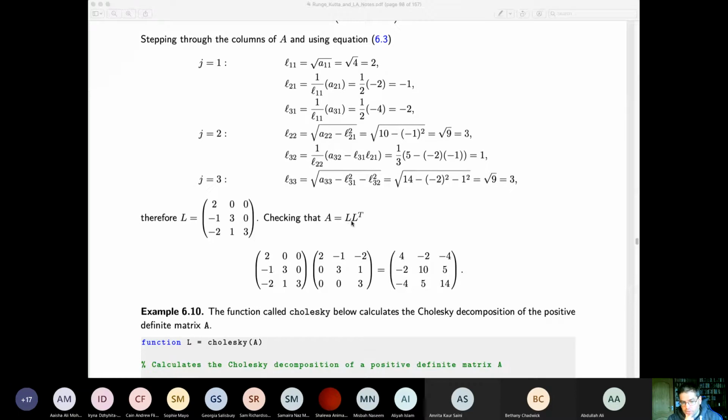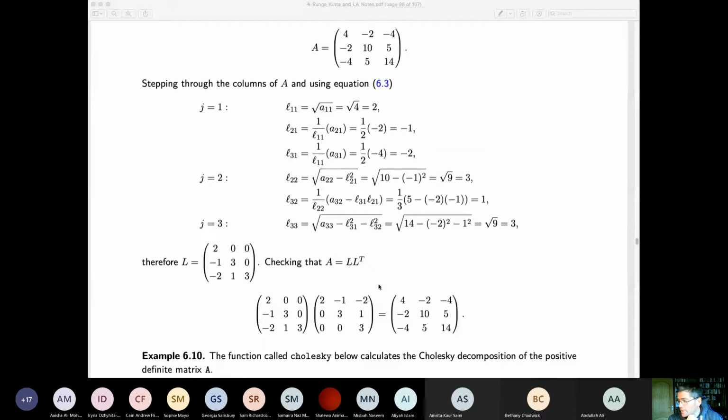And if we check that L times L transpose is equal to A, you can see if we multiply these two together, we get A. Okay, so that's Cholesky decomposition. Very useful because it cuts down on the amount of work we have to do.